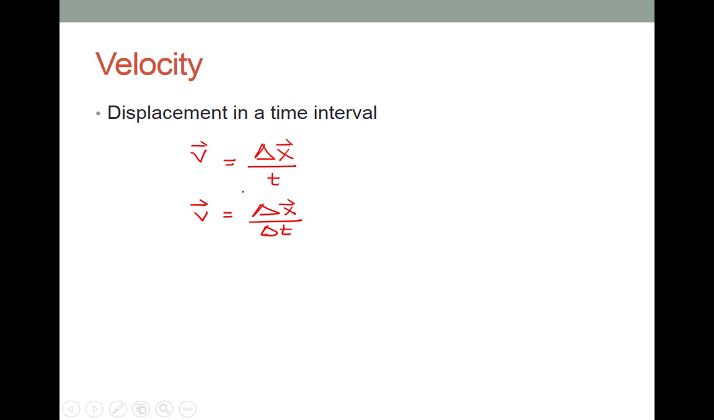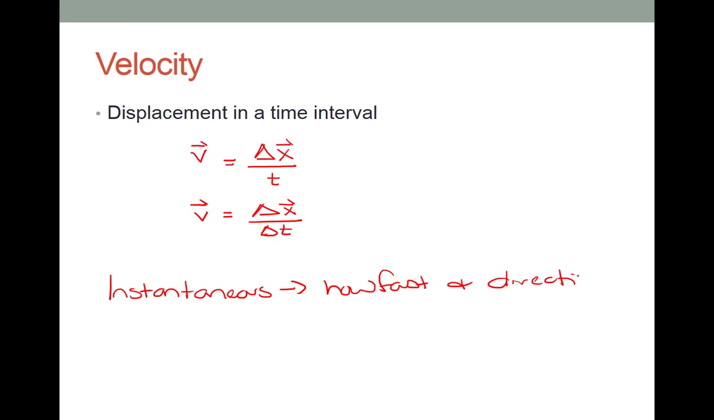Now, just like with speed, you can have an instantaneous velocity and you can have an average velocity. The instantaneous velocity tells you how fast you're going and the direction that you're going.